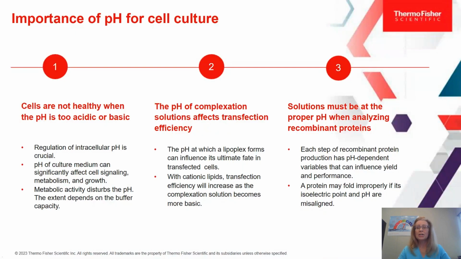Reason 3, when working with proteins, pH affects solubility, structure, and stability. Every step of the production has pH-dependent variables. For example, a protein may fold improperly if its isoelectric point and the pH are misaligned.